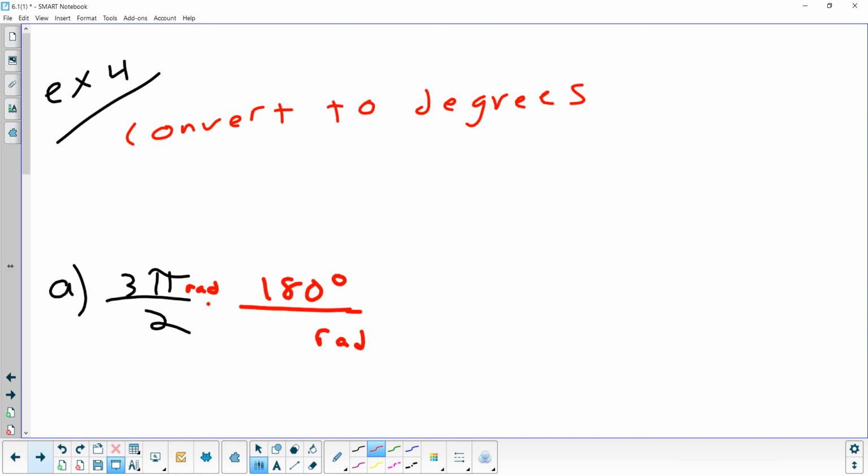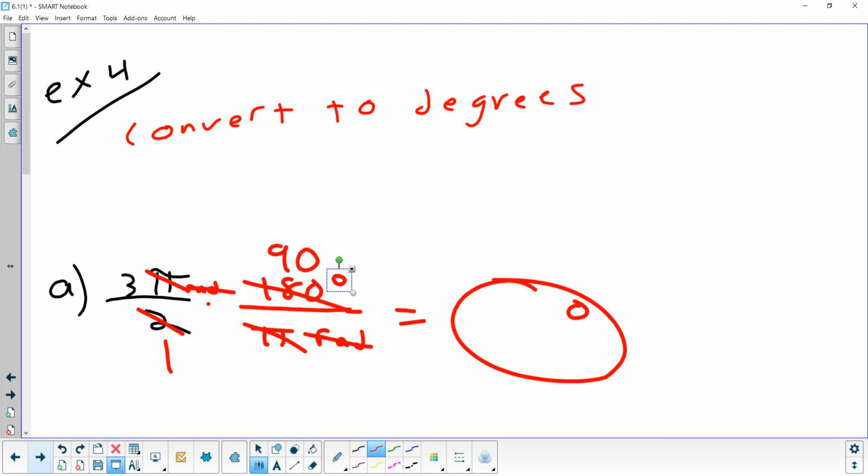And the number we put with radians? Pi. Okay, so radians is gone. What else is gone completely? Pi. And now we can do 2 into 180, and then just multiply whatever you have left. 3 times 90, and put a degree symbol.